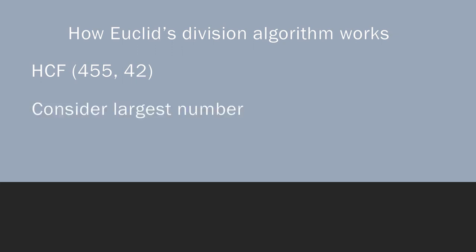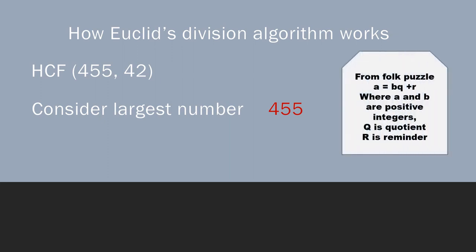So this is how the Euclid division algorithm works. We are going to find the HCF, the highest common factor. We'll take this example and start. 455 and 42 are a and b. Here we have to consider the largest number, which is 455. From the division lemma, the equation is a equals b times q plus r, where a and b are positive integers. Here it is 455 and 42. q is the quotient and r is the remainder.